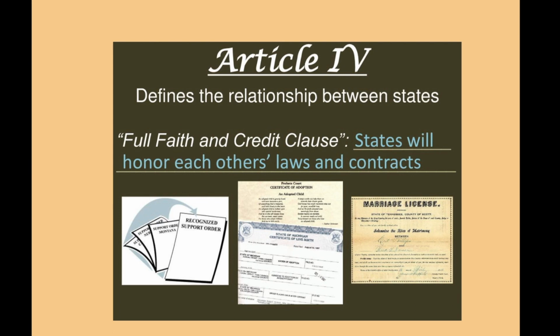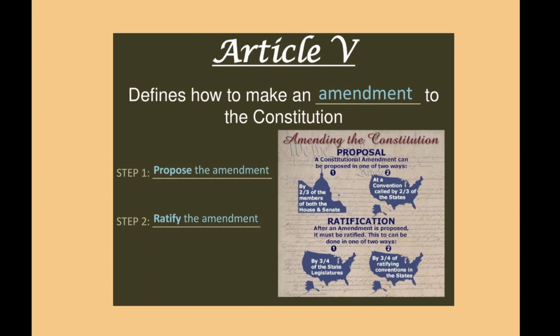So under the full faith and credit clause, your driver's license, a marriage license, your birth certificate, they must be accepted by other states. Article 4 also prevents states from drawing unreasonable distinctions between their residents and the residents of other states. Article 5 defines how an amendment can be made to the Constitution. There are a total of 4 ways. The first part that is outlined, step 1, is how an amendment is proposed, and then step 2, how an amendment is ratified. Again, there are a total of 4 ways.